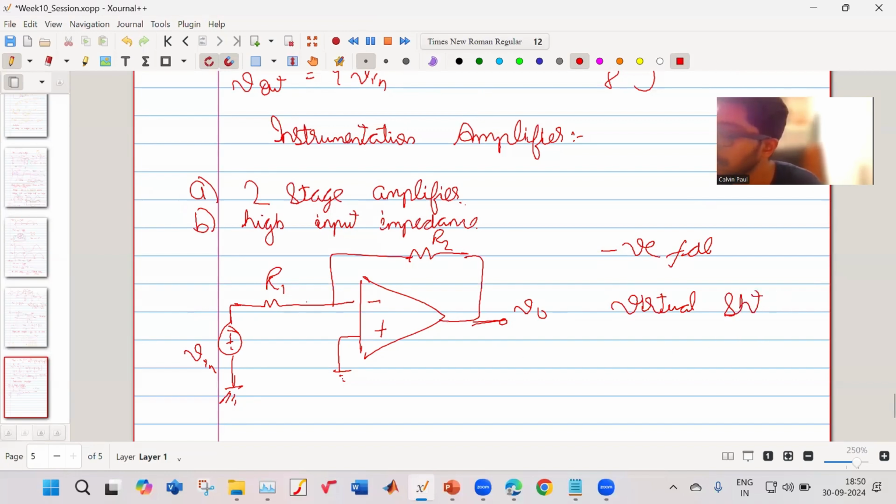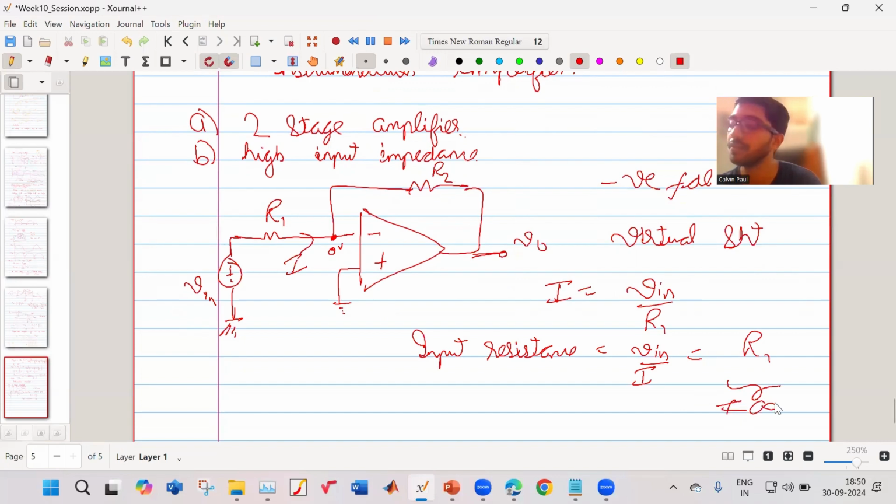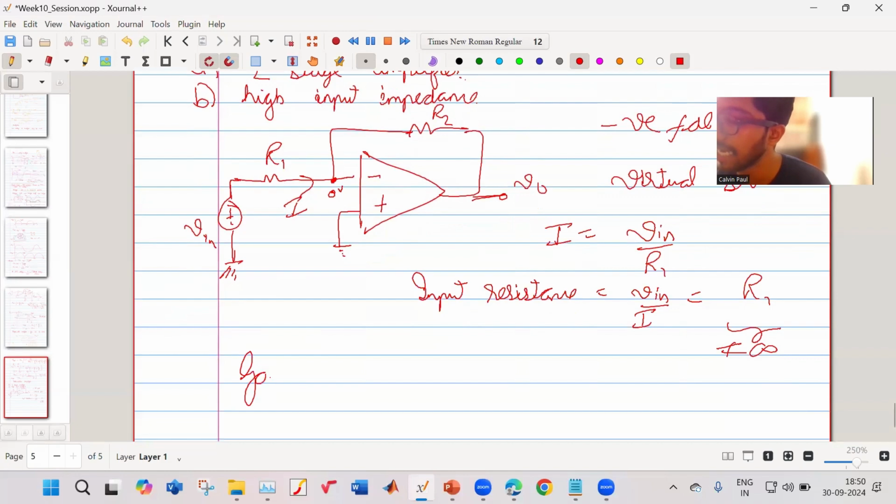Okay. So your current I, which will flow, and this will be at 0 volt, at ground potential. So your I is equal to V in upon R1. So your input resistance, which is equal to V in upon I, is equal to R1. Okay. So this is not infinity. It is dependent on R1. And can we make R1 very, very high? We cannot, because my gain is equal to minus R2 by R1.